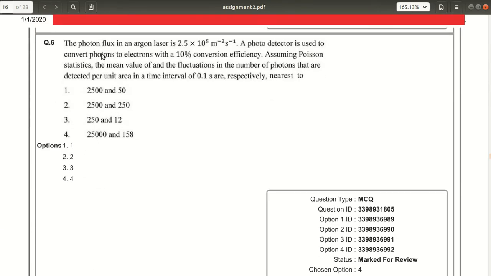So now next, question number 6. Photon flux in an argon laser is 2.5 into 10 to the power 5 meter to the power minus 2 second inverse. A photodetector is used to convert photons to electrons with a 10% conversion efficiency. Assuming Poisson statistics, the mean value of the fluctuation in the number of photons that are detected per unit area in the time interval 0.1 second are respectively nearest to.